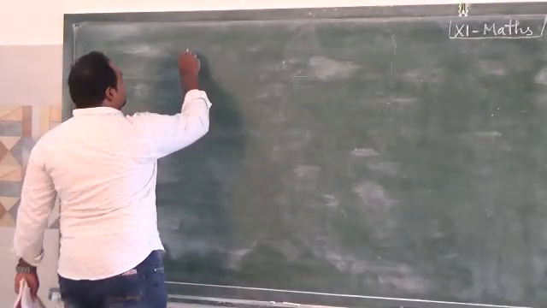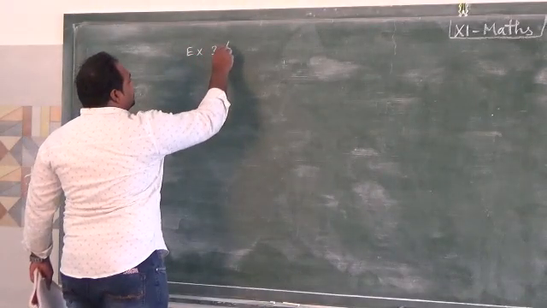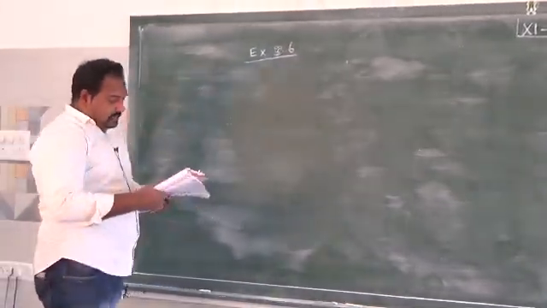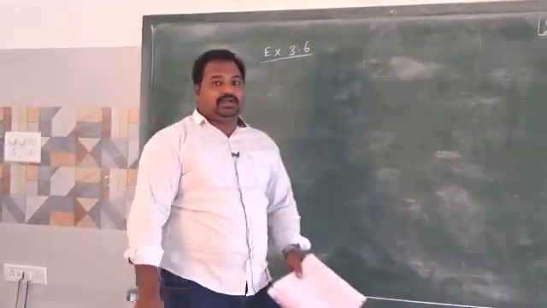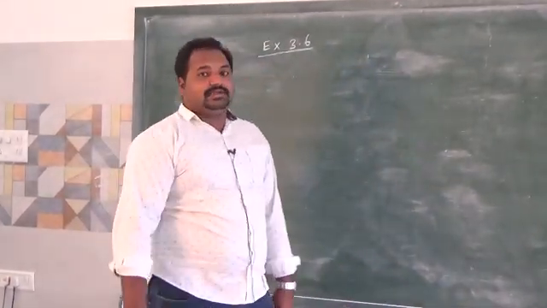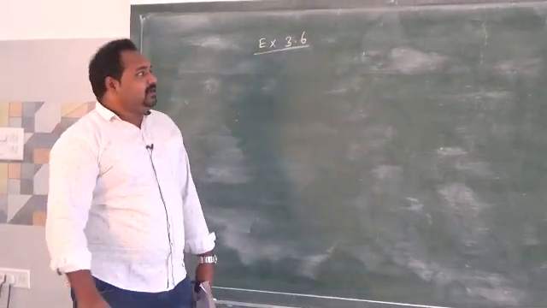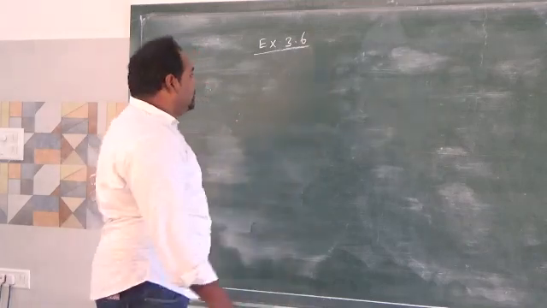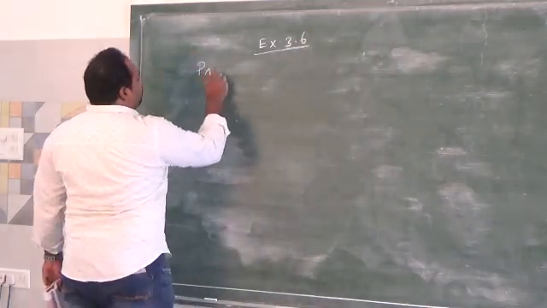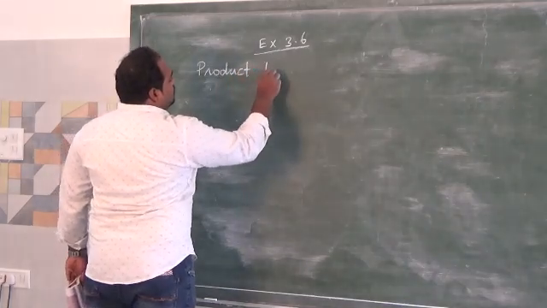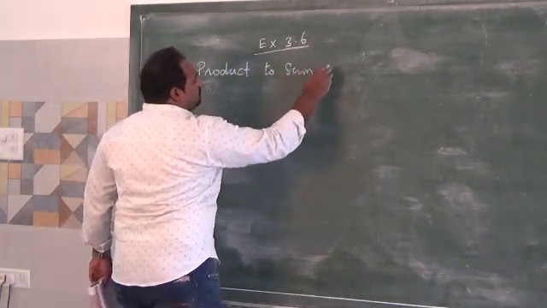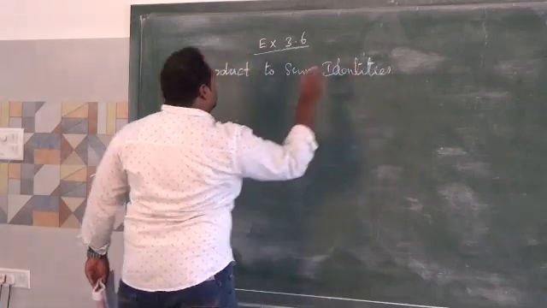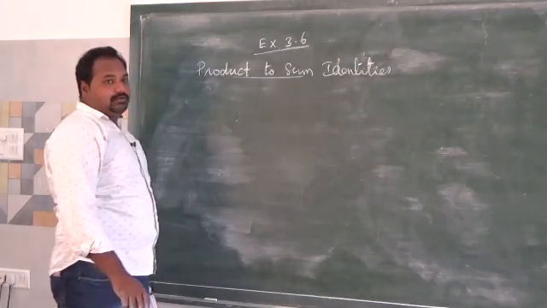Next exercise, 3.6. Before seeing the problem, we can study some important identities. We have two types of identities we are going to learn in this exercise. One is product to sum, another one is sum to product. First we will see the product to sum identities. You have to memorize all these identities to solve the problems.